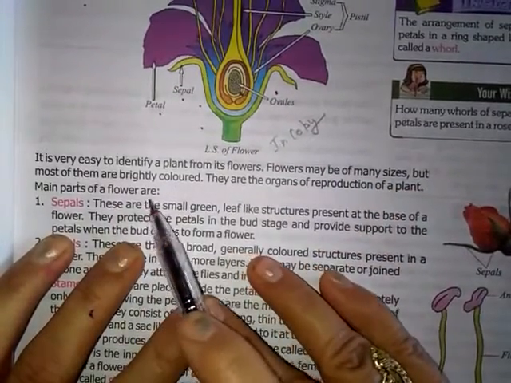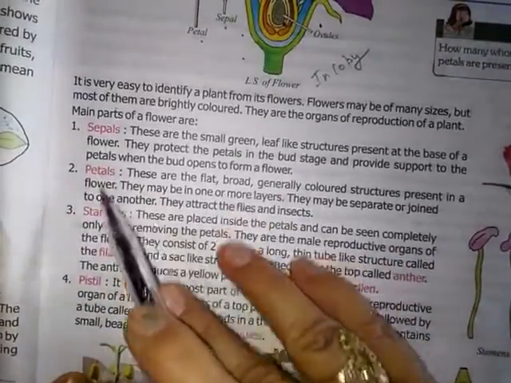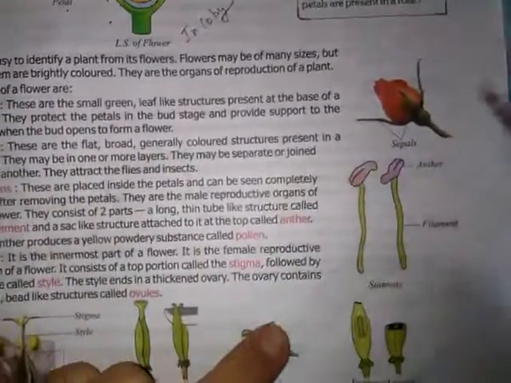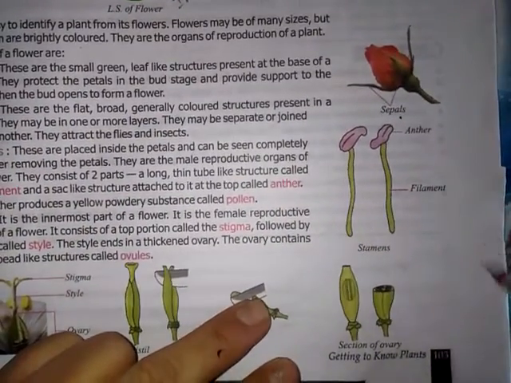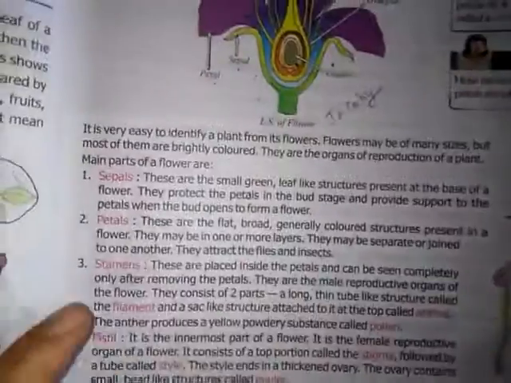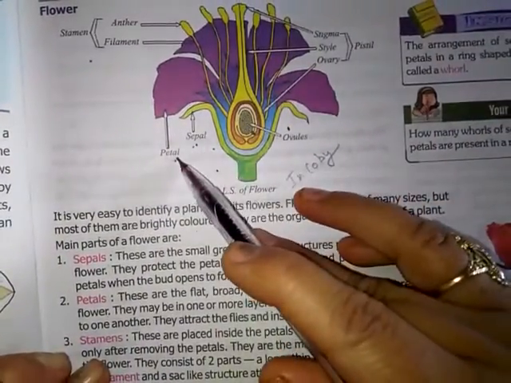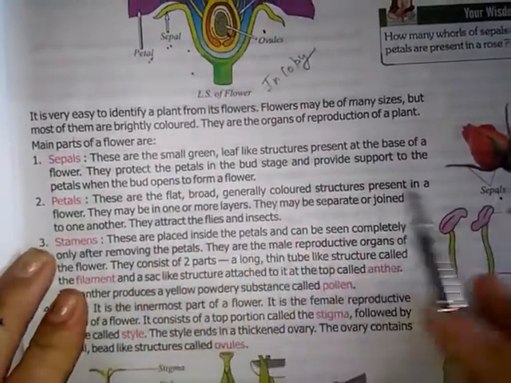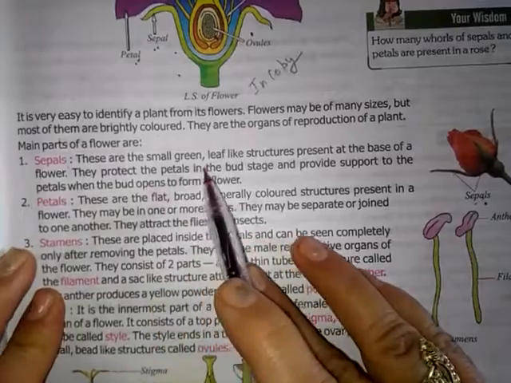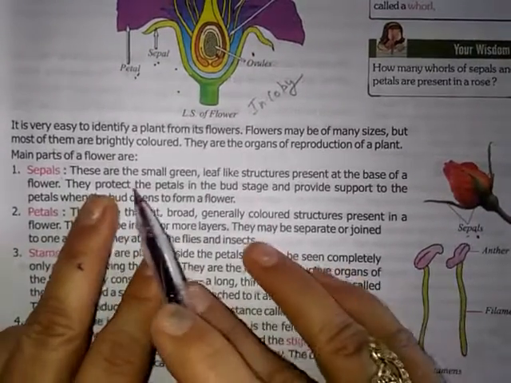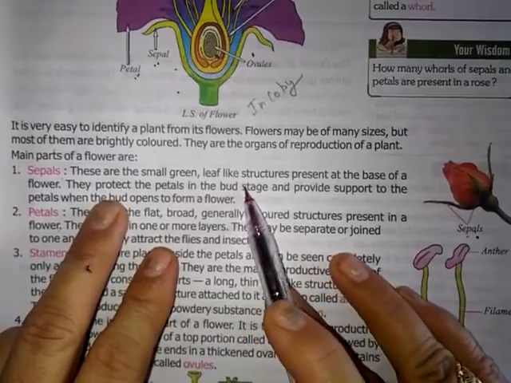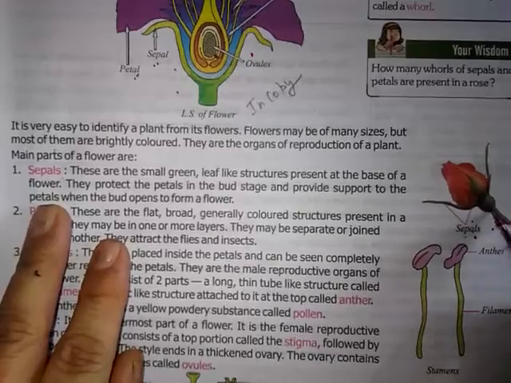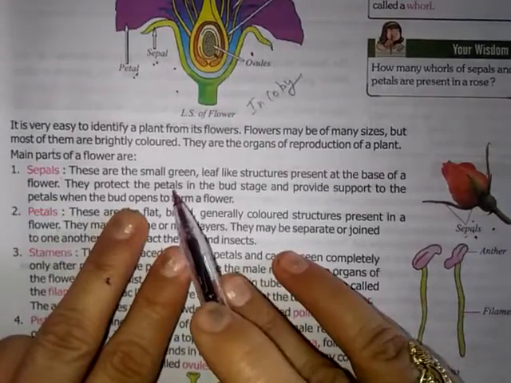The main parts of a flower are sepals, petals, stamens and pistil. See here, this is sepals, petals, stamens and pistil. So sepals, children, are the small green leaf-like structures present at the base of the flower, and they are green in color.